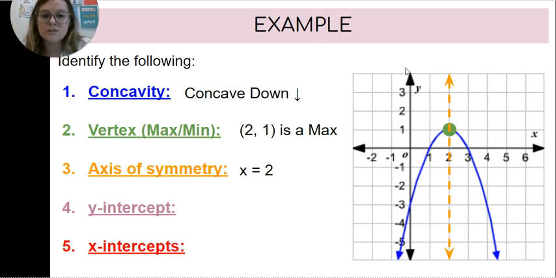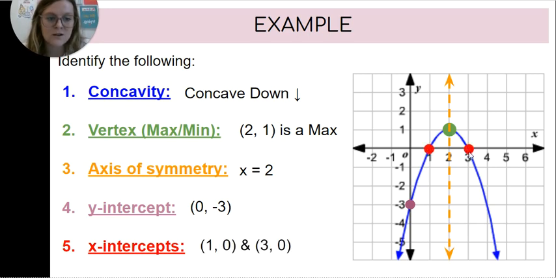My y-intercept is where it crosses the y-axis, so I'm going to go down here. It is at 0, negative 3. Again, be careful how you write that point. And then our x-intercepts, we actually have 2 here. My first one is 1, comma 0, and my second one is 3, comma 0. So you're going to be given these graphs, and you're going to have to name all of these things here.